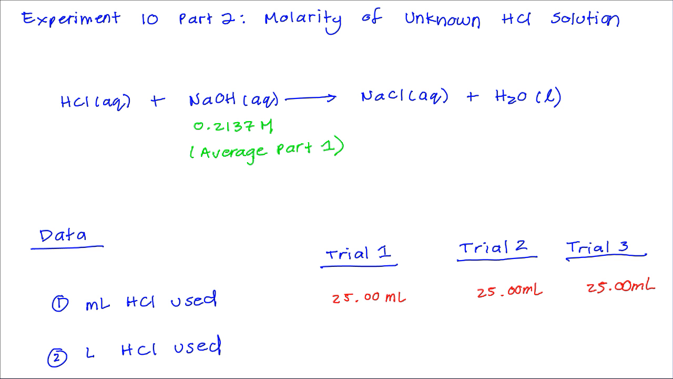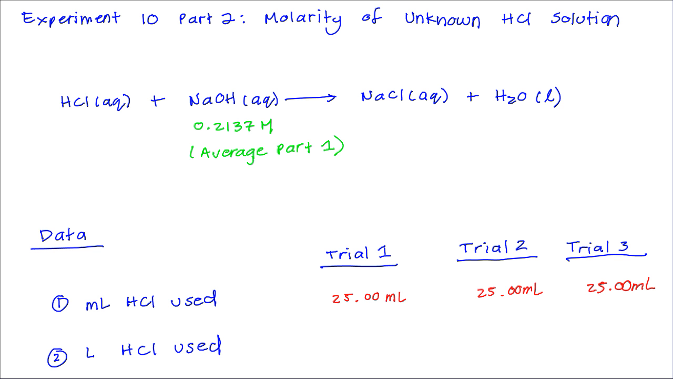So we're again reacting hydrochloric acid with sodium hydroxide, so it's an acid-base reaction, and we're producing table salt and water. Here's the concentration of our sodium hydroxide solution determined in part 1. So what we're going to be using is the average concentration from part 1.